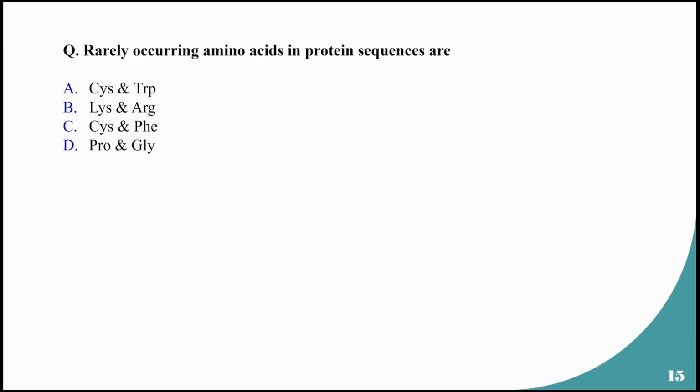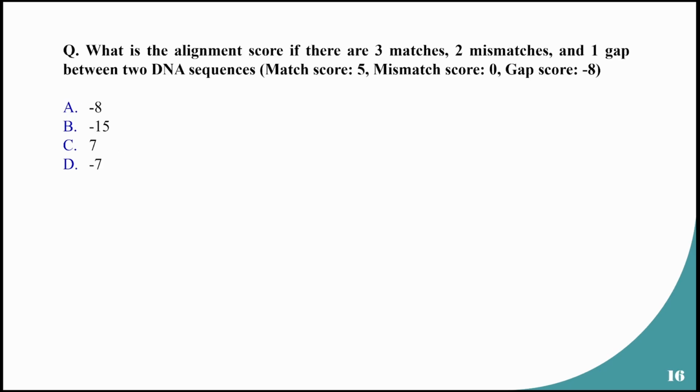Okay. So if you compare the contents of amino acids, you will quickly see that cysteine or tryptophan, these two are the rarely occurring or the rarest occurring amino acids in protein sequences, right? So they are present in very small amounts as compared to the other ones. Okay, that's a knowledge-based question there.